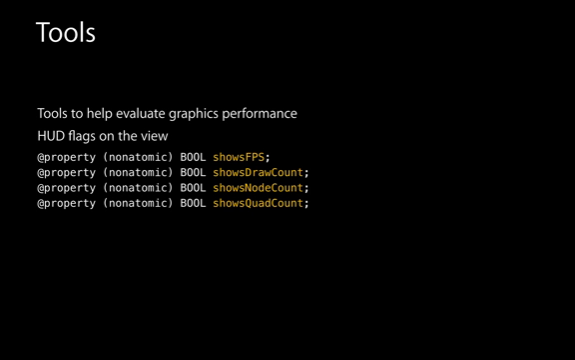There's the obvious frame counter, FPS, frames per second. There's a draw count, which is going to tell you how many batches you got. There's your node count, which is how many SpriteKit nodes actually went down the pipeline. And finally, the quad count. If you're using something like a shape, it might be composed of multiple sub-quads, so it's going to tell you that.